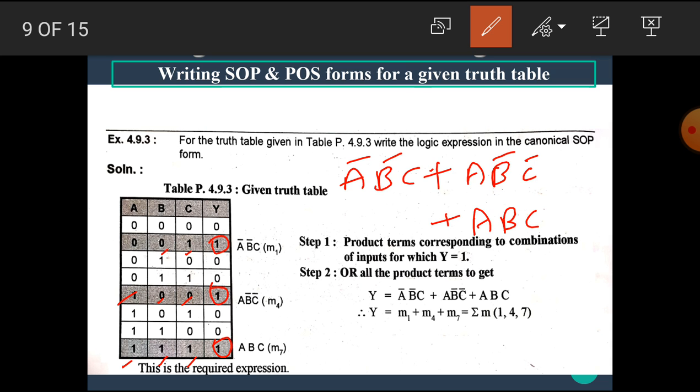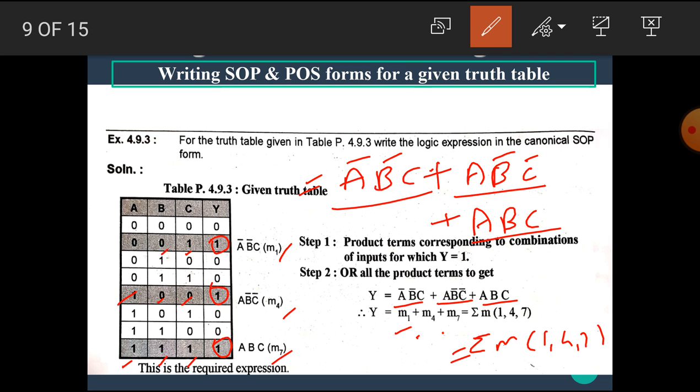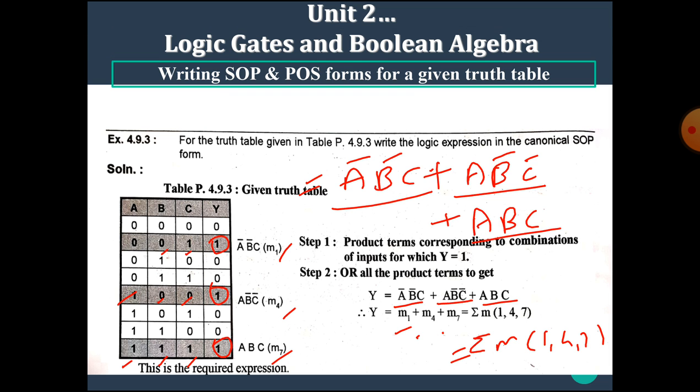That means we get the final equation A bar B bar C plus A B bar C bar plus ABC. That means in the form of minterms, we can write it as Y is equal to M1 plus M4 plus M7. That means we can write it as summation of M 1, 4, 7. I hope now you all understand how to write the canonical SOP from the given truth table.